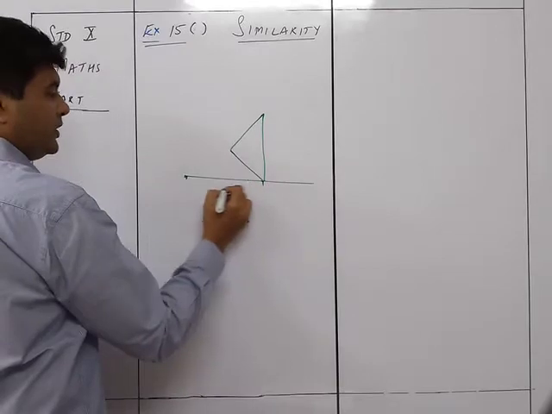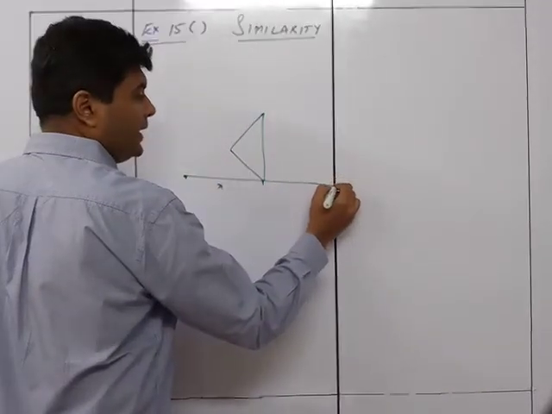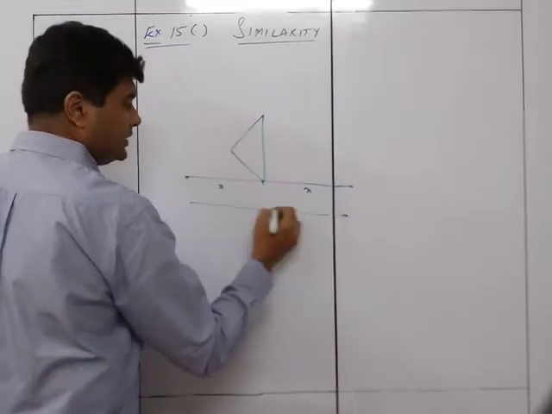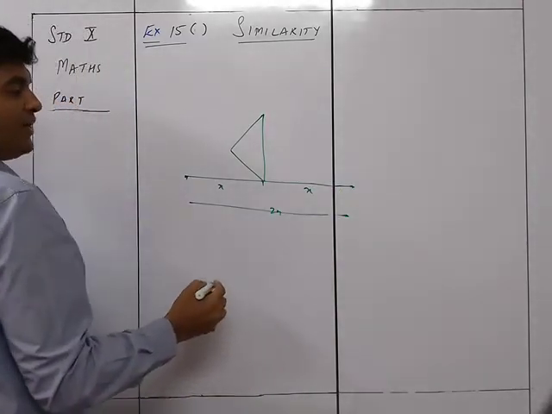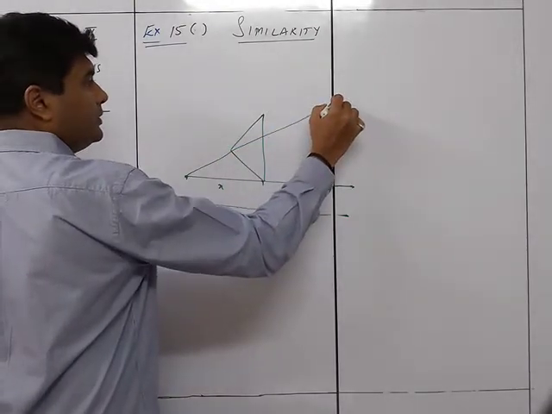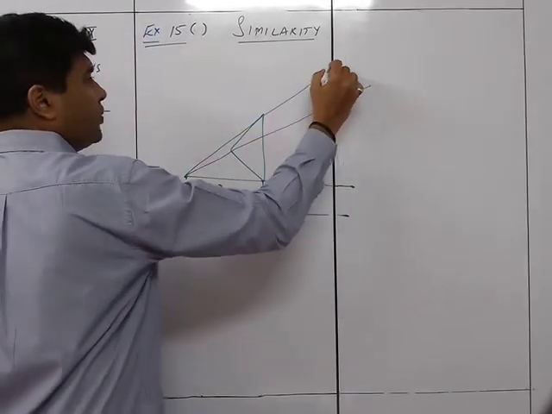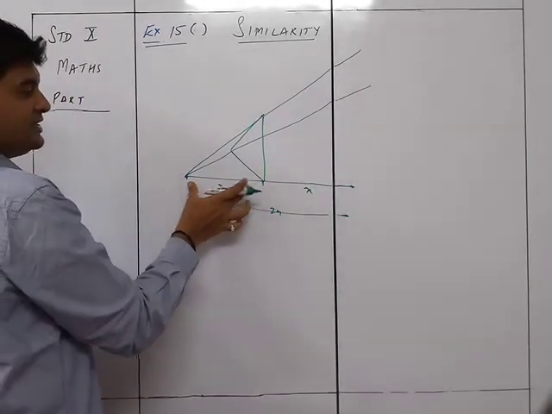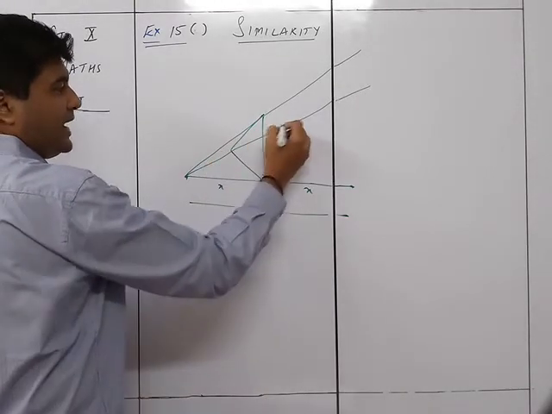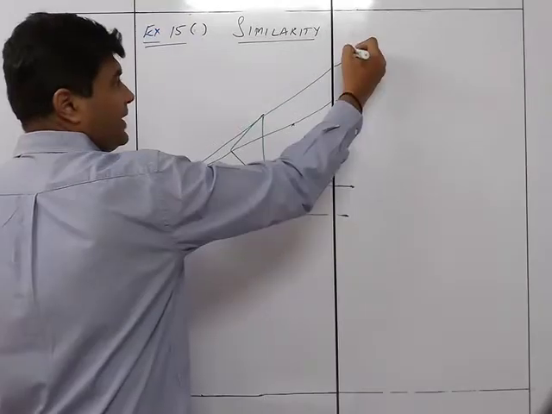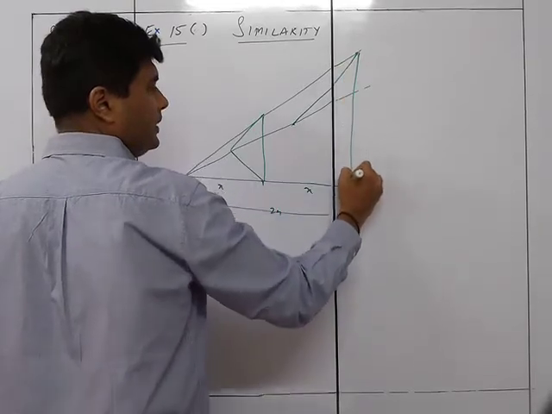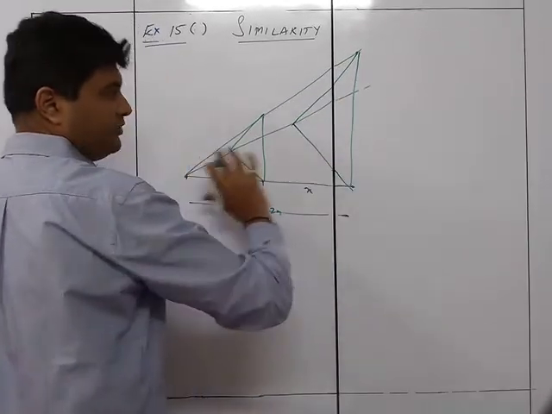Suppose this distance from here to here is x, and at another point the distance is another x, that is 2x. From here to here it is 2x. If I join this and take it forward, join this and take it forward, you will find that this distance keeps on increasing. Similarly, if this is x and this is y, then automatically this value will come here and this value will come here. So you will be getting a triangle of a bigger size as you go further.